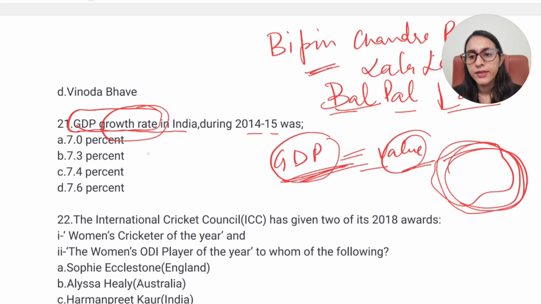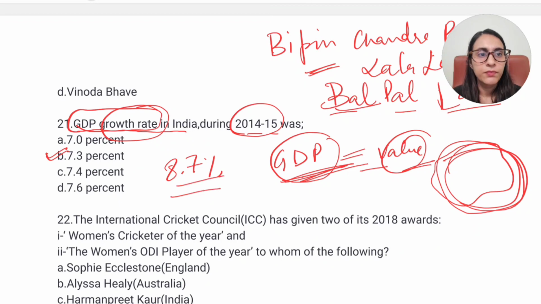So what's the GDP growth rate in India during the financial year 2014-15? It was approximately 7.3% for the financial year 2014-2015. And the current growth rate of India is 8.7%.